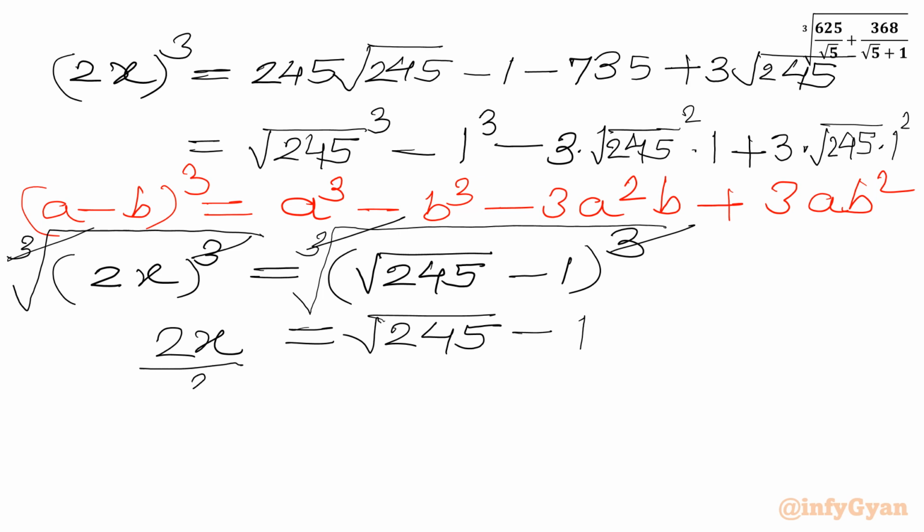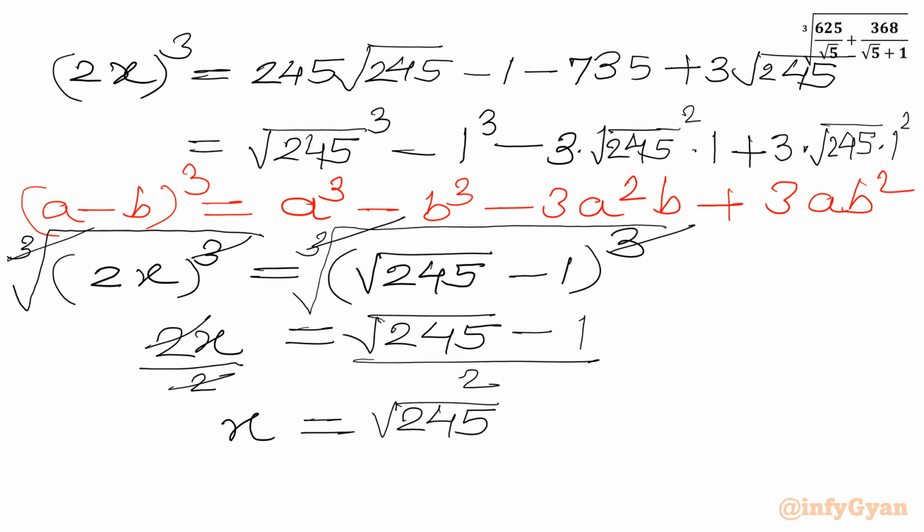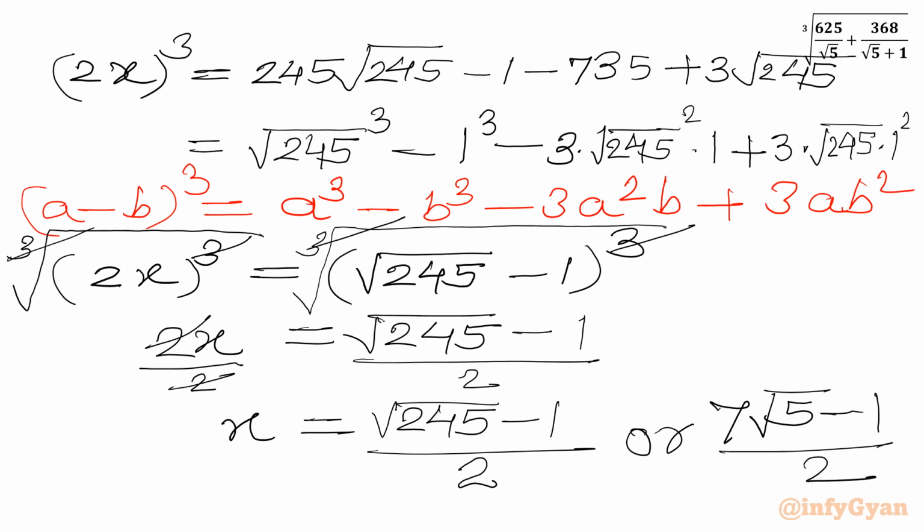Now we will divide both sides by 2. So we are ready to get the x value equal to square root 245 minus 1 over 2. Or we can write 245 as 49 times 5. So we can write 7 square root 5 minus 1 over 2. So this is our final answer.